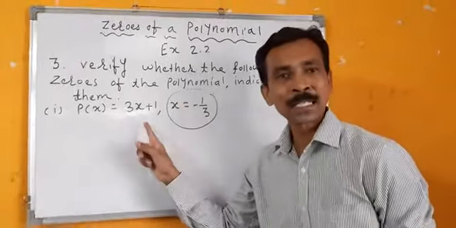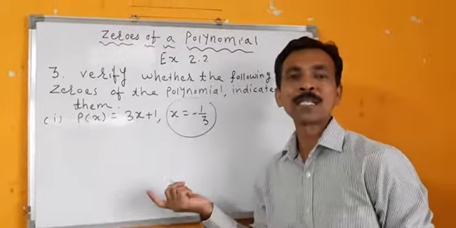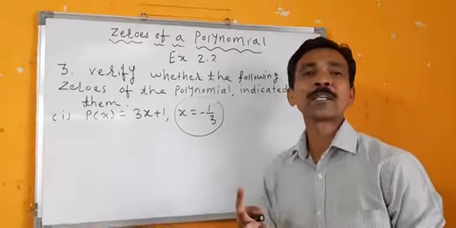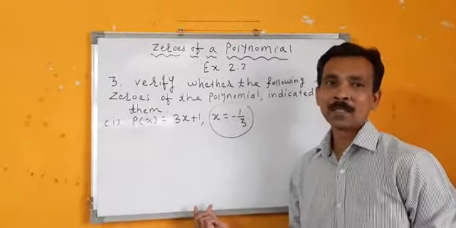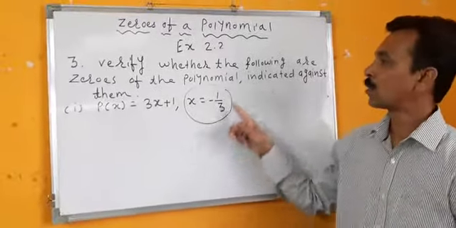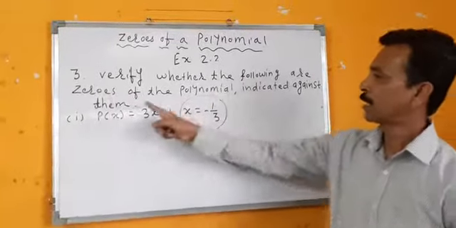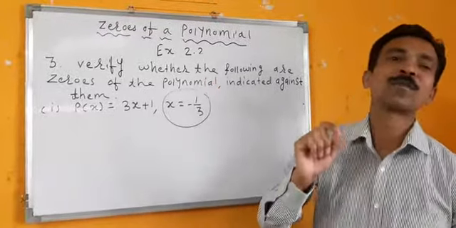After placing the value and doing basic operations, that is addition, subtraction, multiplication, division, depending on the sum, whatever answer we get, if the remainder is 0, then the polynomial is zero. Otherwise, it is non-zero.